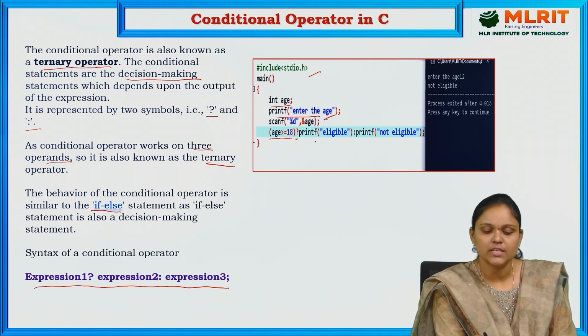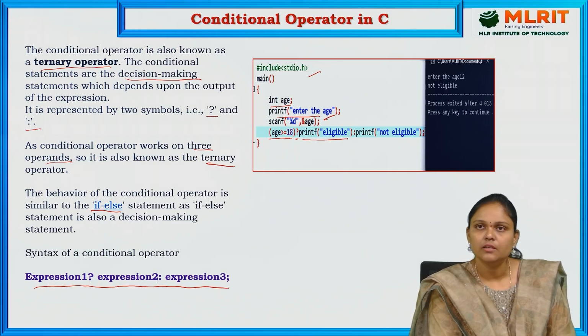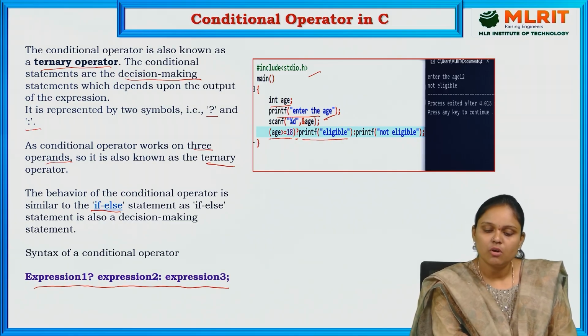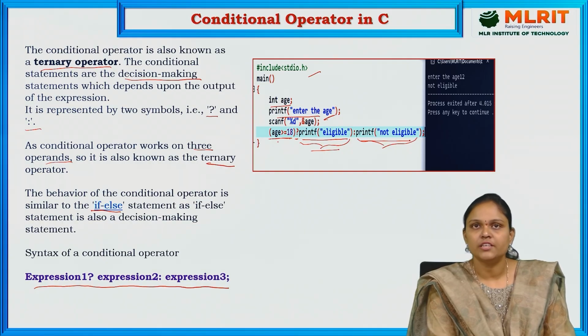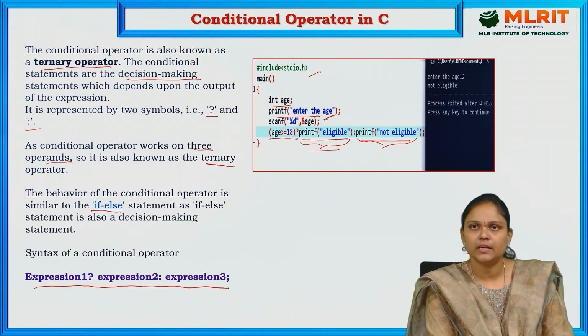Ternary or conditional operator. If this condition is true, then by using this printf, we are telling that the person is eligible to vote. This is the true part. After the question mark, we are writing the true part, and after the colon, we are writing the false part. If the condition is true, this will happen. If the condition is false, then this will happen. So this is a simple example for a conditional operator, and we can also find the greatest of 2 numbers.